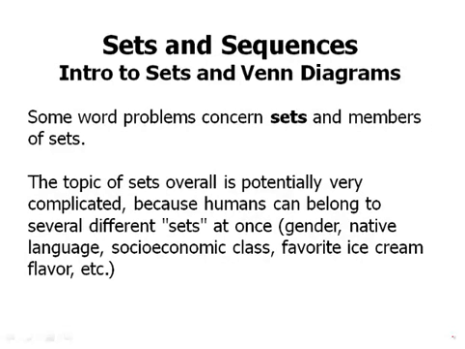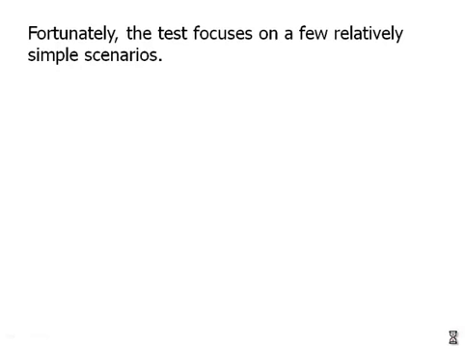The topic of sets overall is potentially very complicated because humans can belong to all kinds of sets at once. We can ask a person, what's your gender? What's your native language? What's your socioeconomic class? What's your favorite flavor of ice cream? What is your eye color? What is your hair color? Etc., etc. These are all sets into which we can put people. And so one person could conceivably be in dozens, even hundreds of possible sets. Fortunately, the test focuses on a few relatively simple scenarios.